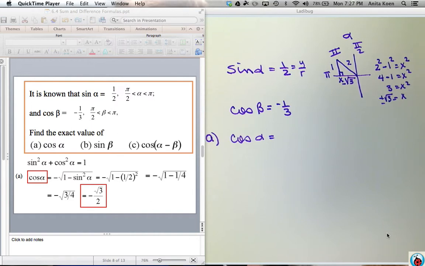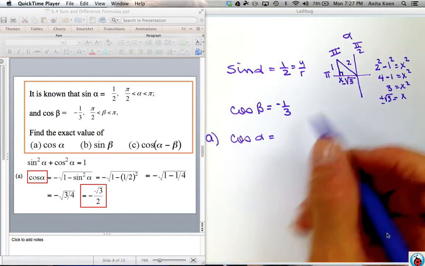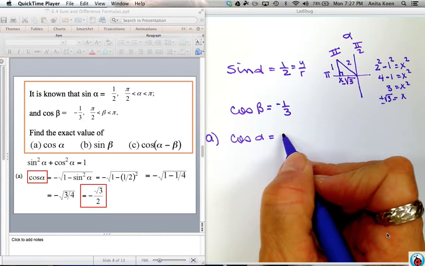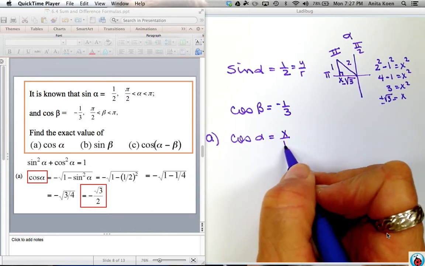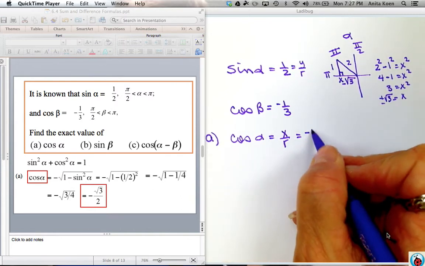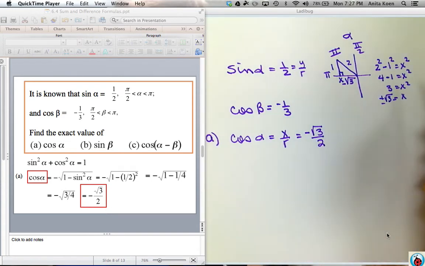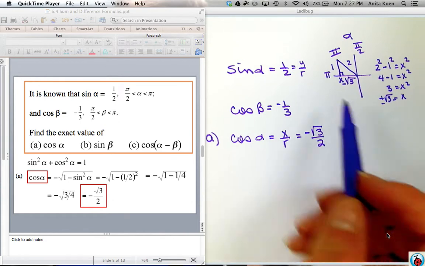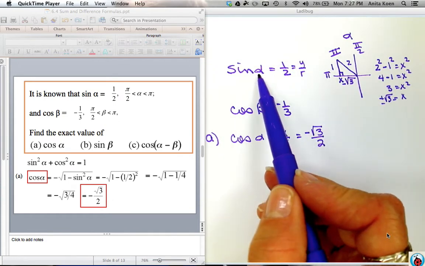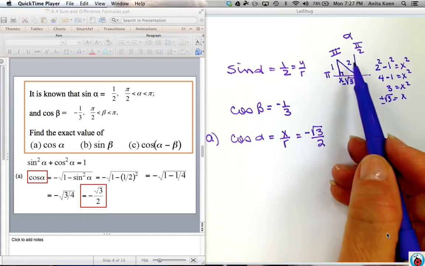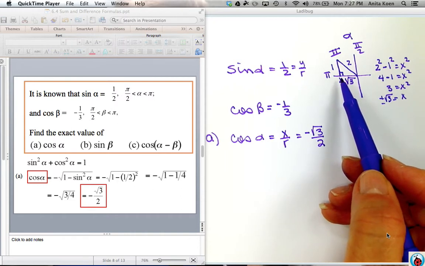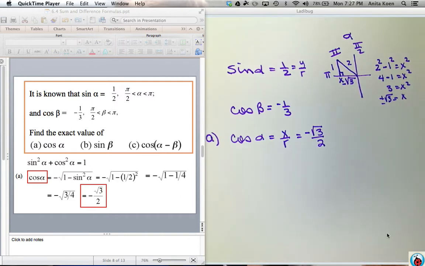So now we can find out what the cosine of alpha is. The cosine of alpha is going to be x over r, which is going to be the negative square root of 3 over 2. Now you may not have had to do all of this work if you realized that the sine of alpha being 1/2 is on my unit circle.